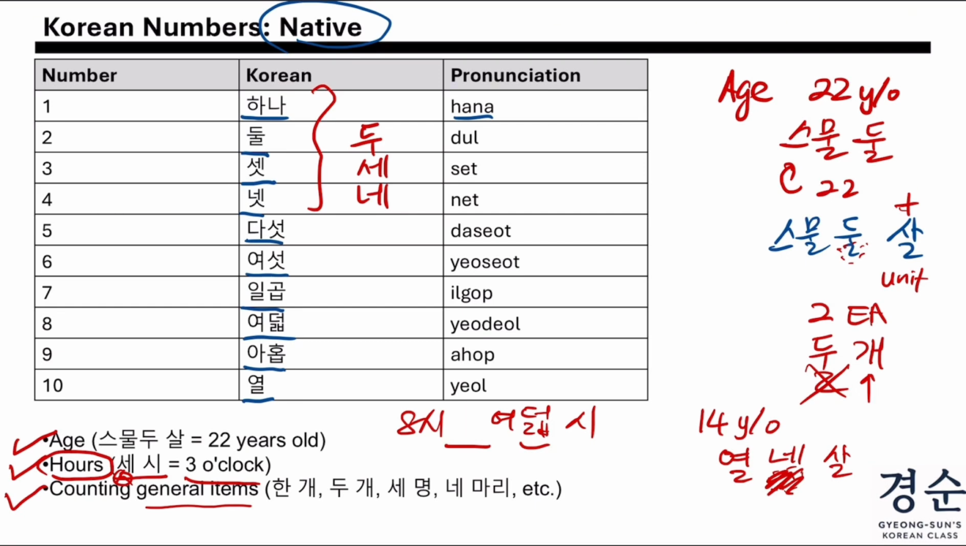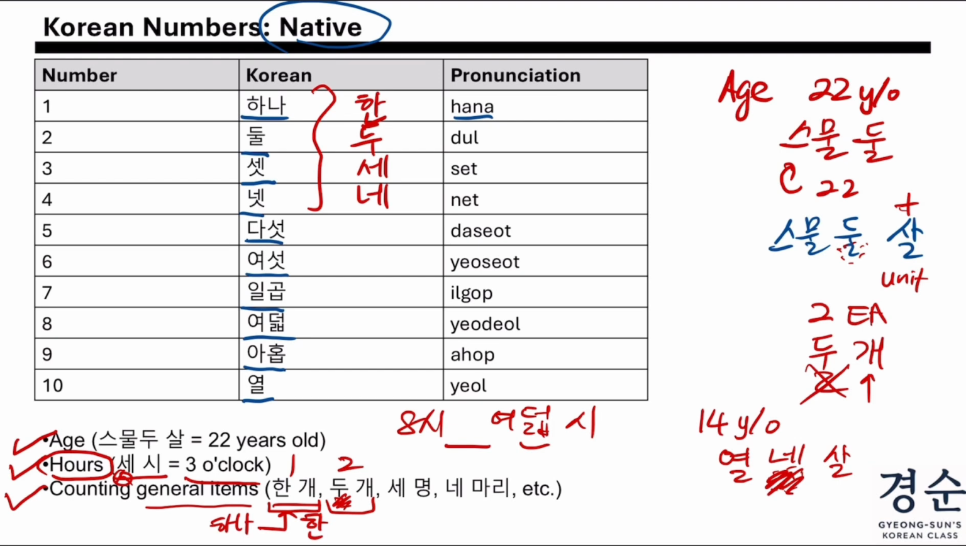Okay, so for counting general items, for example, 1 each, 2 each. Okay, 한 개. So for 1, we say 한. We add an ㄴ at the bottom. So from Hana, when you are counting, it becomes 한. Okay, 한 개. And for two, you remove the ㄹ, 두 개.